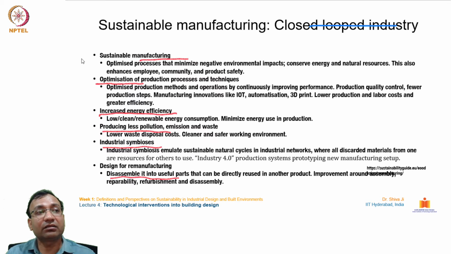If we look at a sustainable manufacturing system, it should work on a closed loop industry. There are some approaches listed on this slide, and we will see each of them one by one. The first one talks about sustainable manufacturing: optimized processes that minimize negative environmental impacts and conserve energy and natural resources. This also enhances employee, community, and product safety. So we see majorly the economic and environmental aspects of sustainability are involved here.